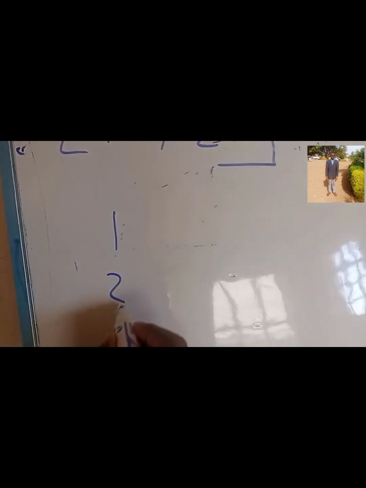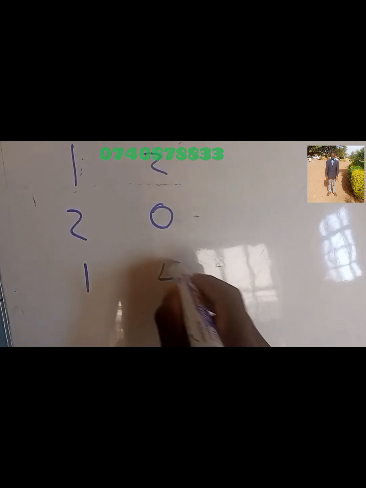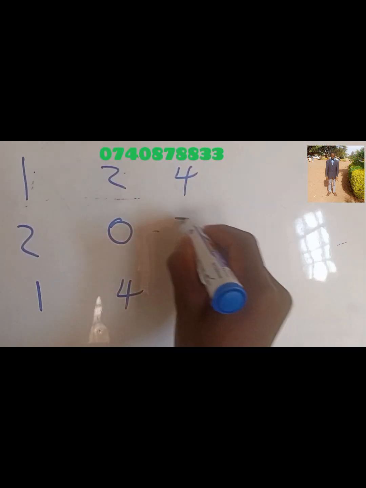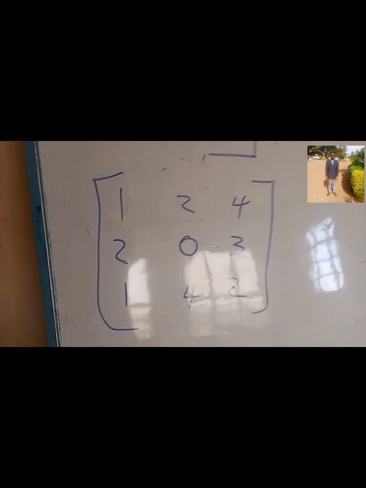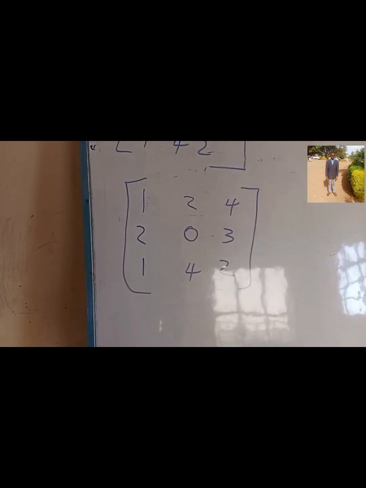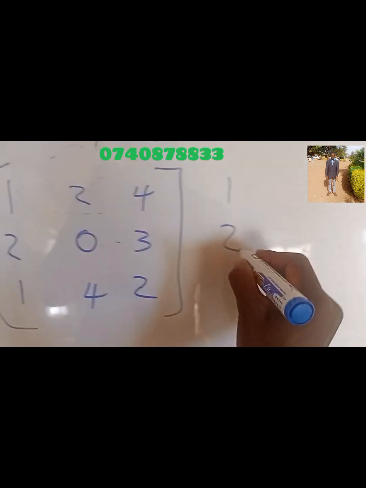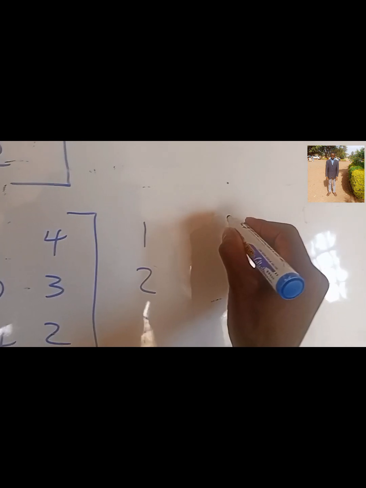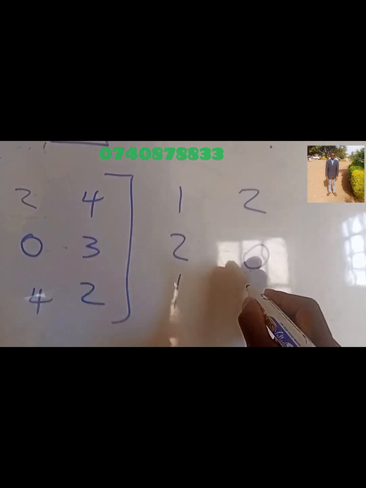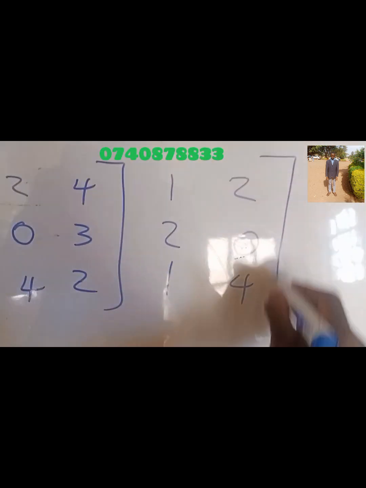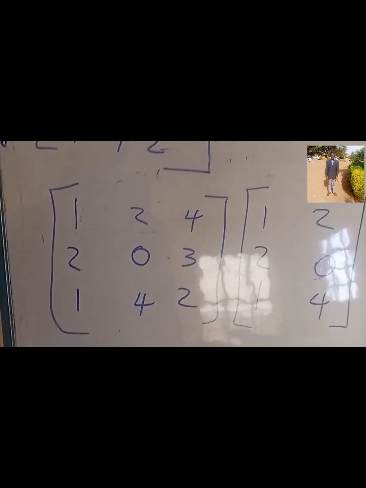So what you normally do, just come and draw here another one. It will be 1 2 1. We have 2 0 4. We have 4 3 2. Then this is the matrix. And since we are finding the determinant, just draw the first two columns again here. So you have 1 2 1, then we have 2 0 4. Then this is the other matrix that you have formed from using these two first columns.